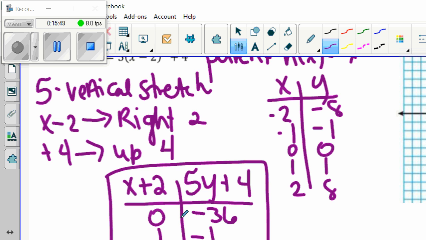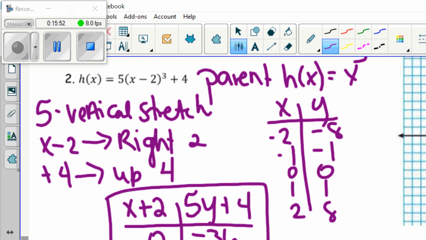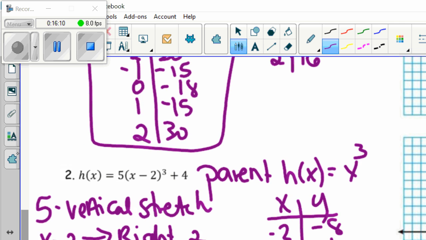So let's see. My graph over here, I've got 2, 4. 1, negative 1. 3, 9, 0, negative 36. So 0, we're way down here. 3, 9. So let's see if I can get 1, 2, 3, up 9. And so connecting my dots, my graph looks something like this. So that's a stretched out S. Okay? It's a lot more stretched out because it has that vertical stretch in there.